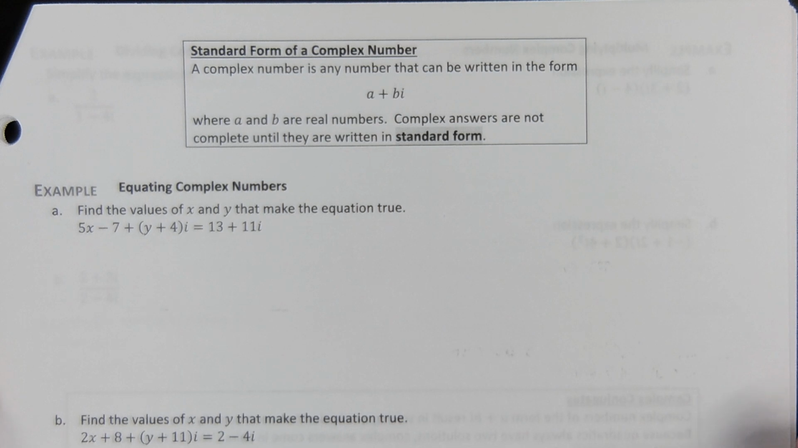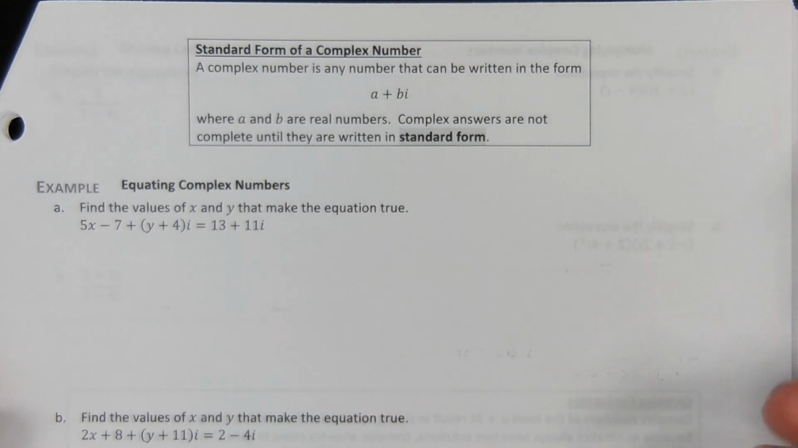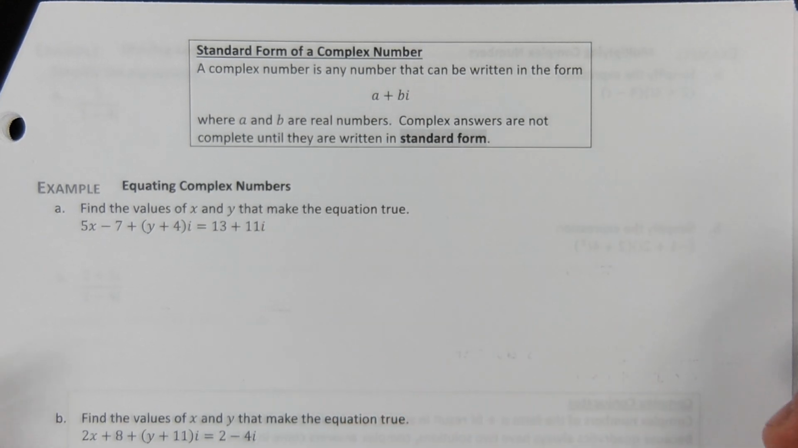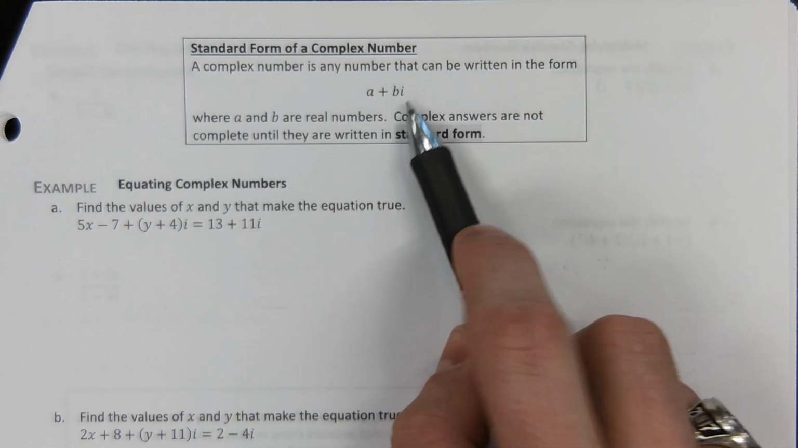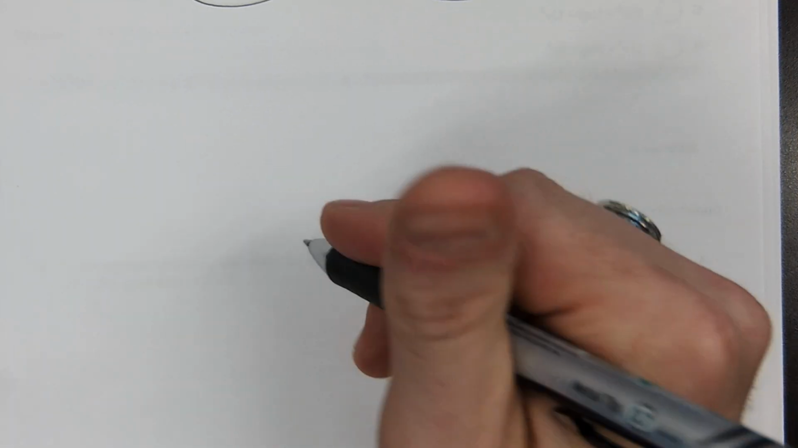A complex number is any number that can be written in the form a plus bi, where a is the real component of the complex number. b is the imaginary component of the complex number. This is standard form, and a complex number is technically not correct, it is not finished, until it's written in this order.